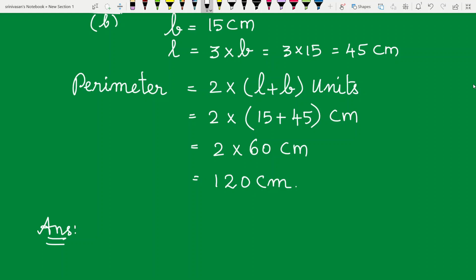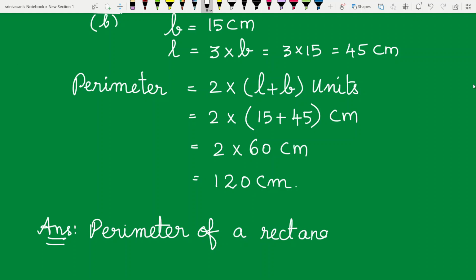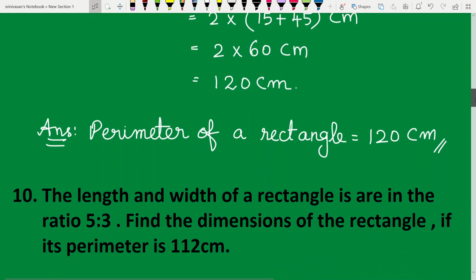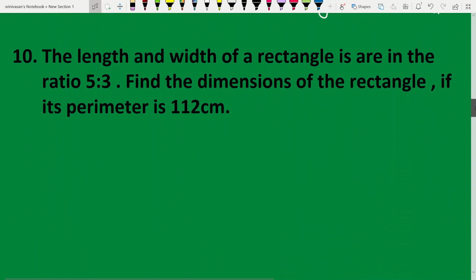Answer we have to write at last. Perimeter of a rectangle equal 120 centimeter. You must write the unit, children. Don't forget to write the unit. You should write the answer along with the unit. Now let us move to the 10th question.